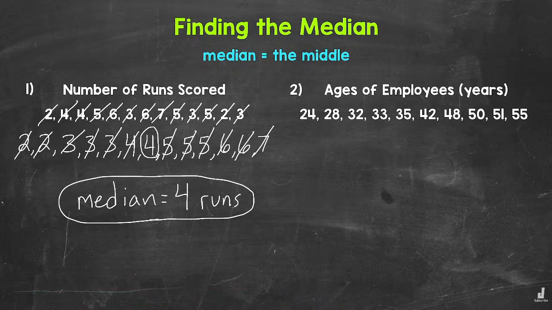For number 2, we have the ages of employees at a business. Let's find the median. This data is in order from least to greatest, and it looks like we have 10 values here.